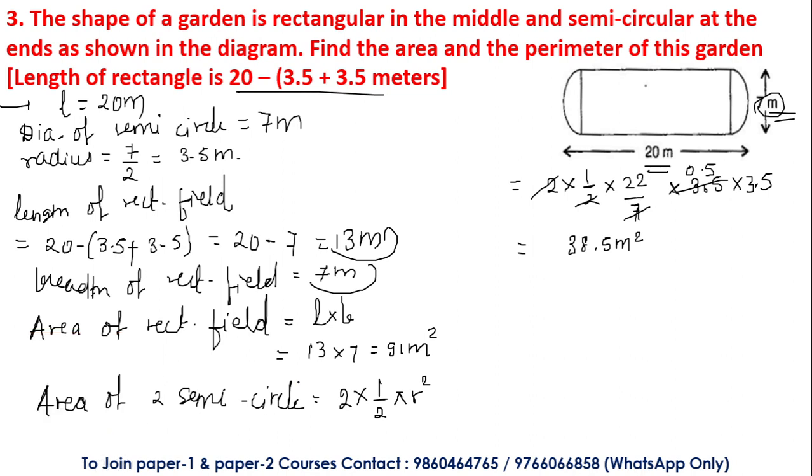Okay, and I'll find out the area of the garden now. So the area of the garden is equal to 91 plus 38.5. What is 91? 91 was the area of the rectangular field. What is 38.5? This is the area of the two semicircles. Adding up together, I'll get the area of the complete garden over here. That is equal to 129.5 meter square.